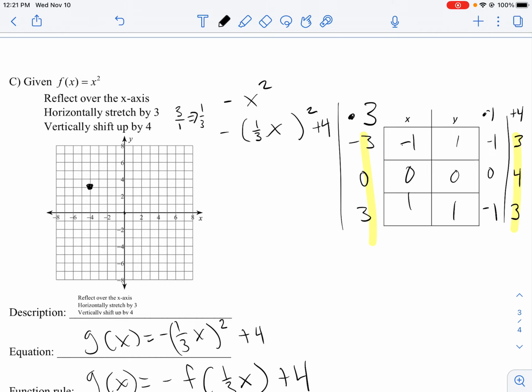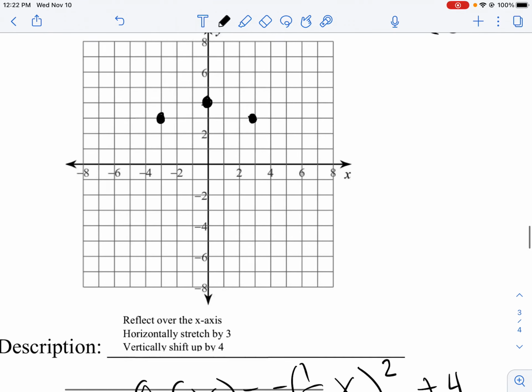0, 0. Oh my gosh, not 0, 0. Hello. And then we have 0, 4. We shifted up 4. Like 0, 0 doesn't seem right. Yeah, it doesn't. Because it's not. I even put the first point in the wrong place. This is clearly my best problem. Okay, there we go. -3, 3, 0, 4, and 3, 3.